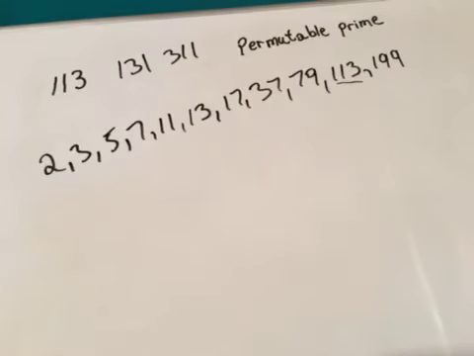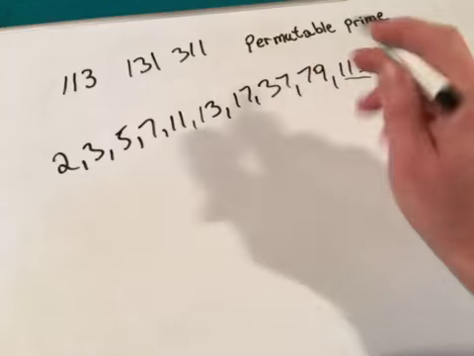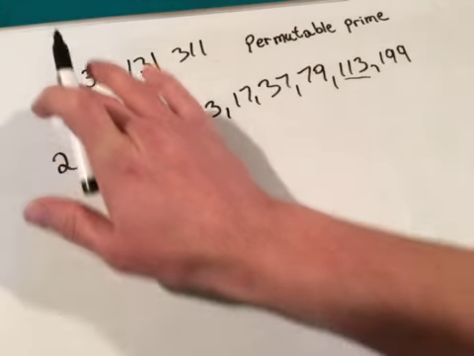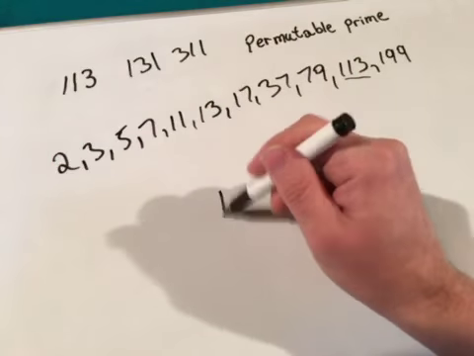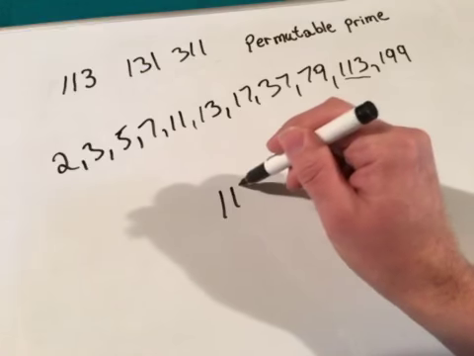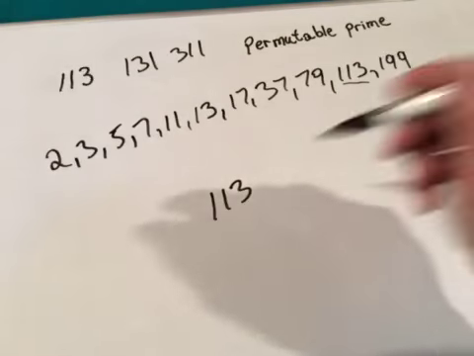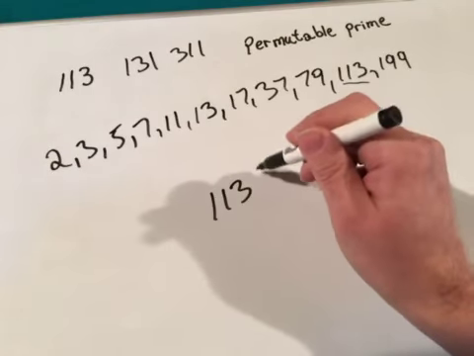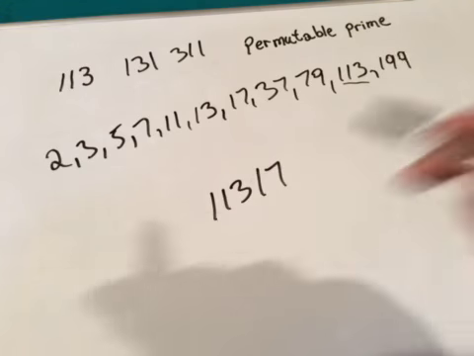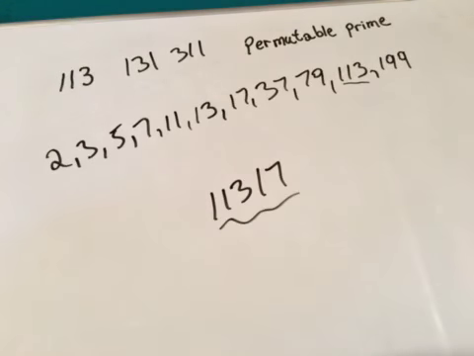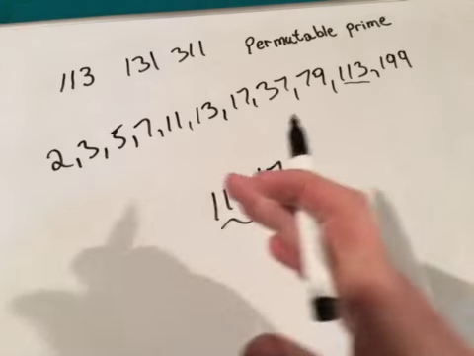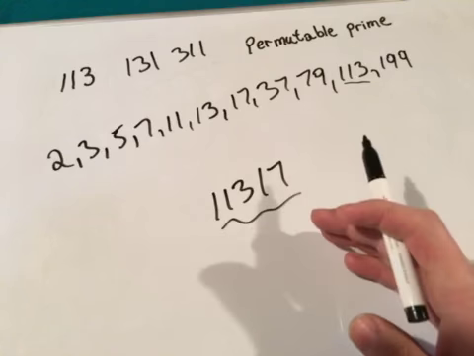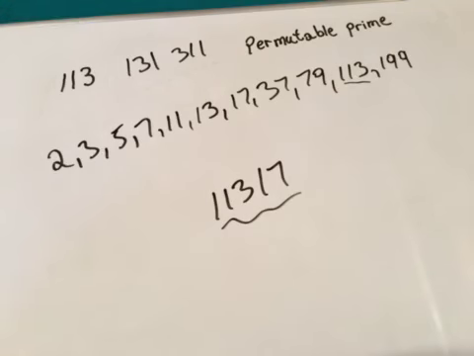Well, one more. So today, it's January 13th, so 113. But what year are we in? Well, we're in 17, right? So 1, 1, 3, 1, 7. Well, this number is also prime. Wow, that's really cool. Now, the question you've got to be asking is, is 11317 a permutable prime? That's a great question.